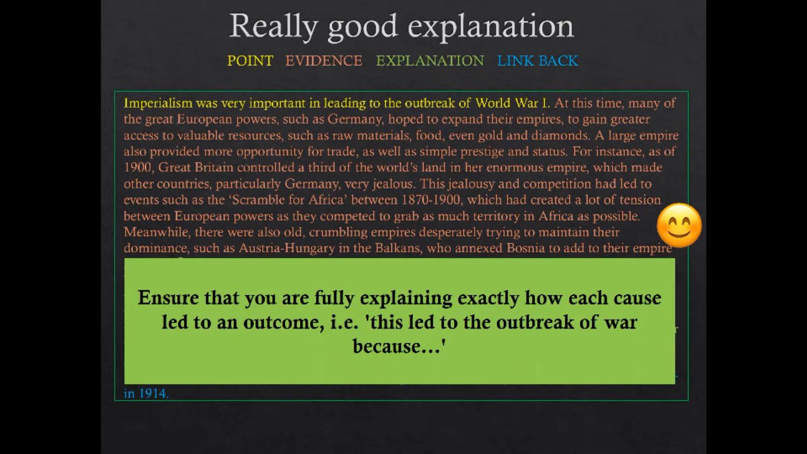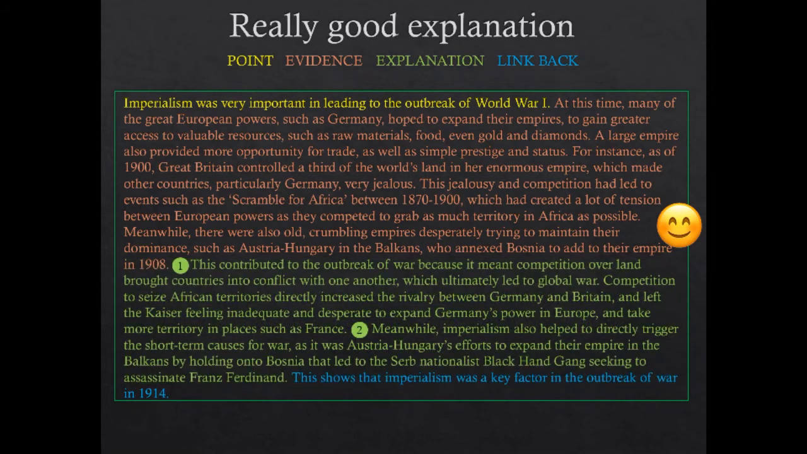We want to really lay out how this kind of competition, this imperialism, contributed to war breaking out. This contributed to the outbreak of war because it meant competition over land brought countries into conflict with one another, which ultimately led to global war. So that's what we already had. Competition to seize African territories directly increased the rivalry between Germany and Britain and left the Kaiser feeling inadequate and desperate to expand Germany's power in Europe and take more territory in places such as France. Can you see what I've done there? I've looked at something I've talked about in my evidence, the Scramble for Africa, and I've explained directly how that bit of evidence caused war.